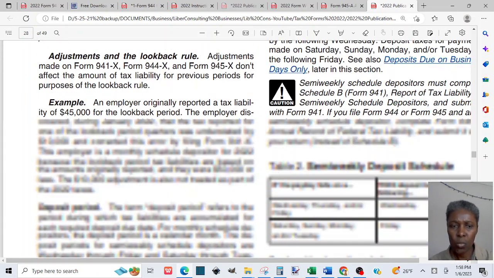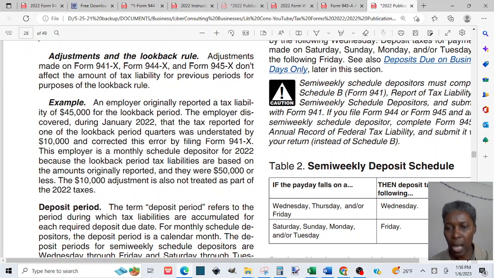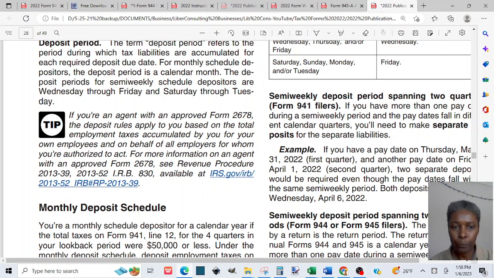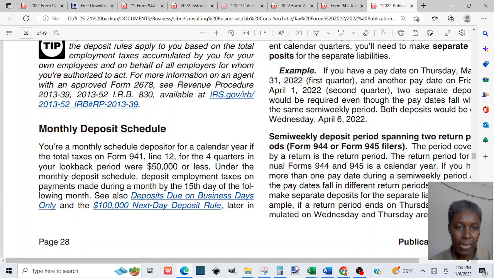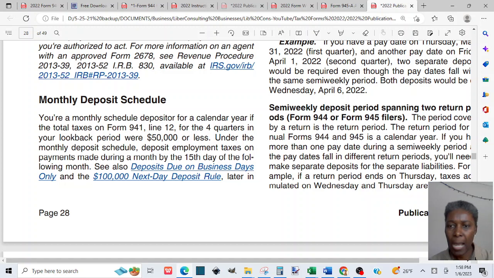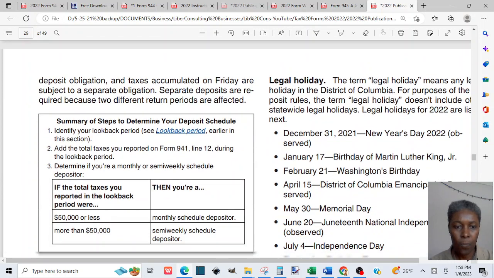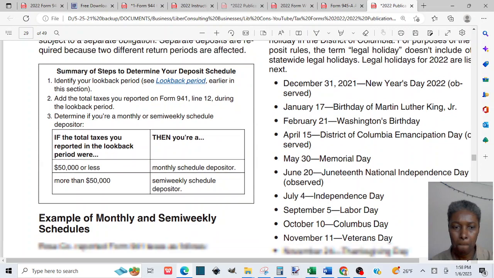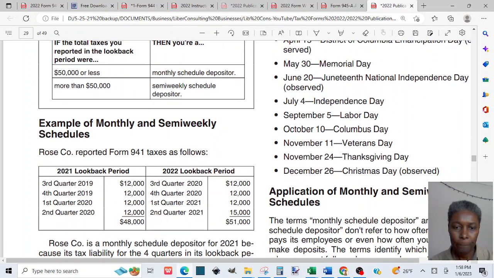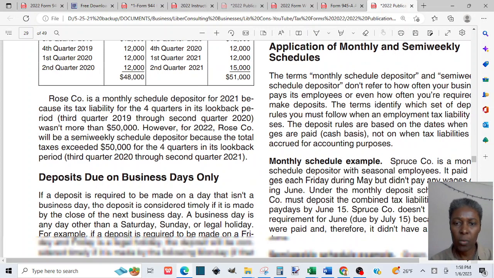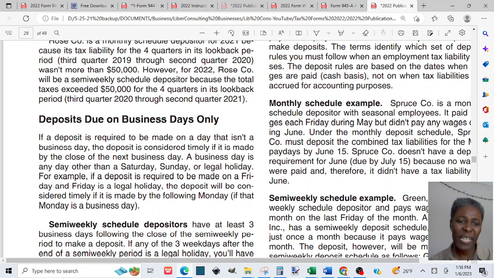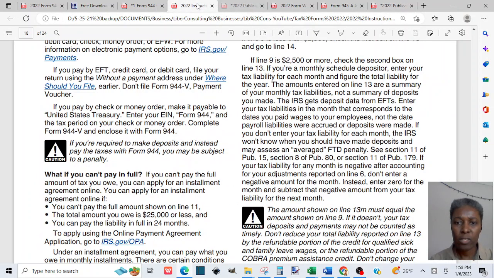So now that we went through it, I think they have the semi-weekly schedule, the way it works, as well that they explain. But the monthly deposit schedule, they have for Form 941, but let's see if they have something for Form 944. But yeah, I think that's pretty much what we want to say about that. They have some examples to help you understand it. But let's go back to the instructions.